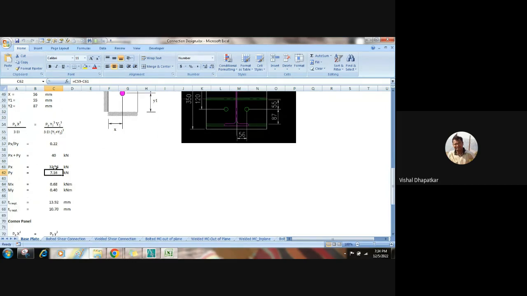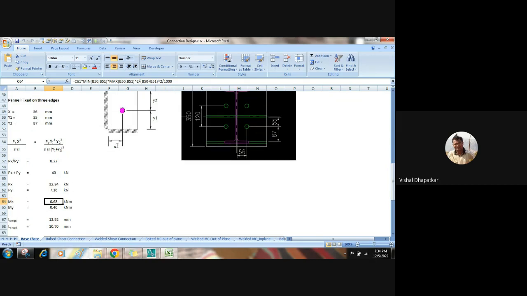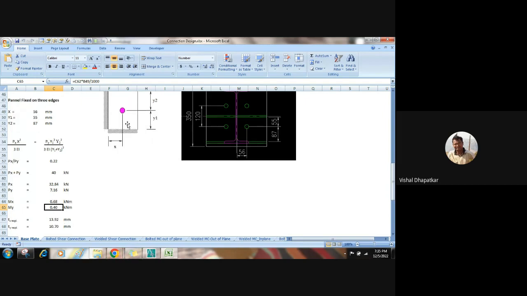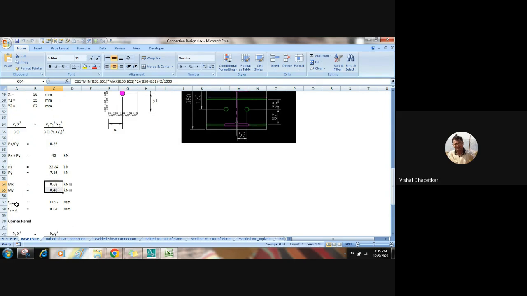Okay, so for these loads we just need to work out the moment again. That moment will be 32.84 into this distance, that will be one moment, and for the other load it will be this fixed end moment based on the load location. For these two moments we have to calculate the thickness required. Tx required is 13.92 mm, and for Ty, the other moment, we require 10.7 mm.